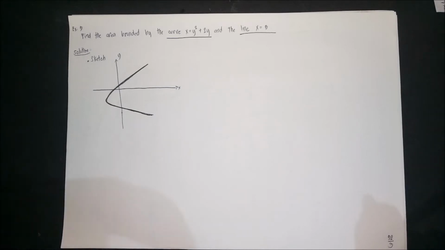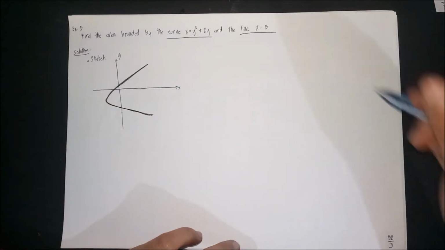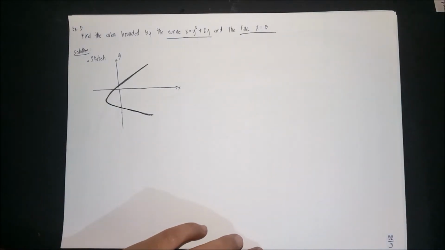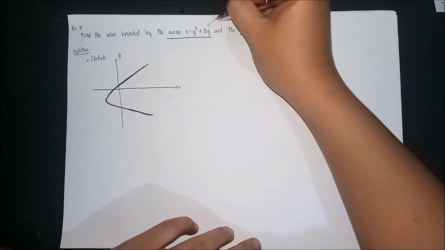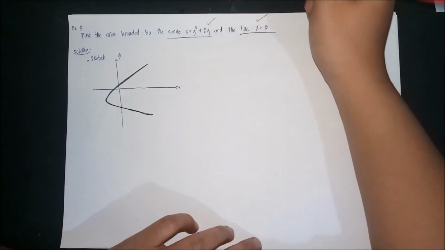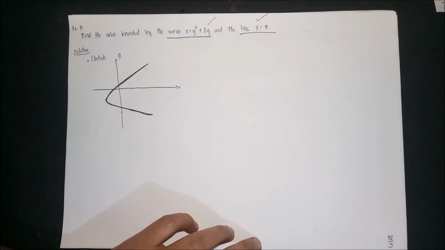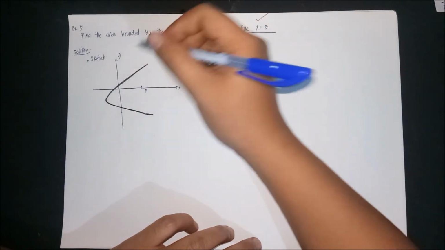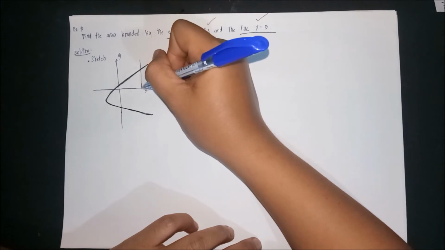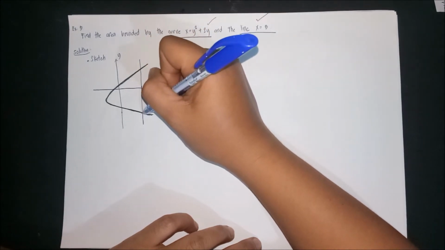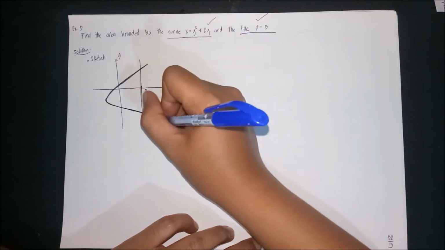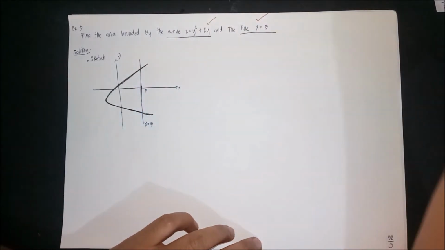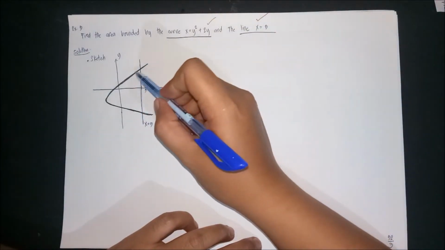So, we'll have example 3. Find the area bounded by the curve x is equal to y squared plus 2y and the line x is equal to 3. Okay? Now, let's find the line x is equal to 3. So, say for example, this is 3. So, this is it. This line here is x is equal to 3, and this is the curve.